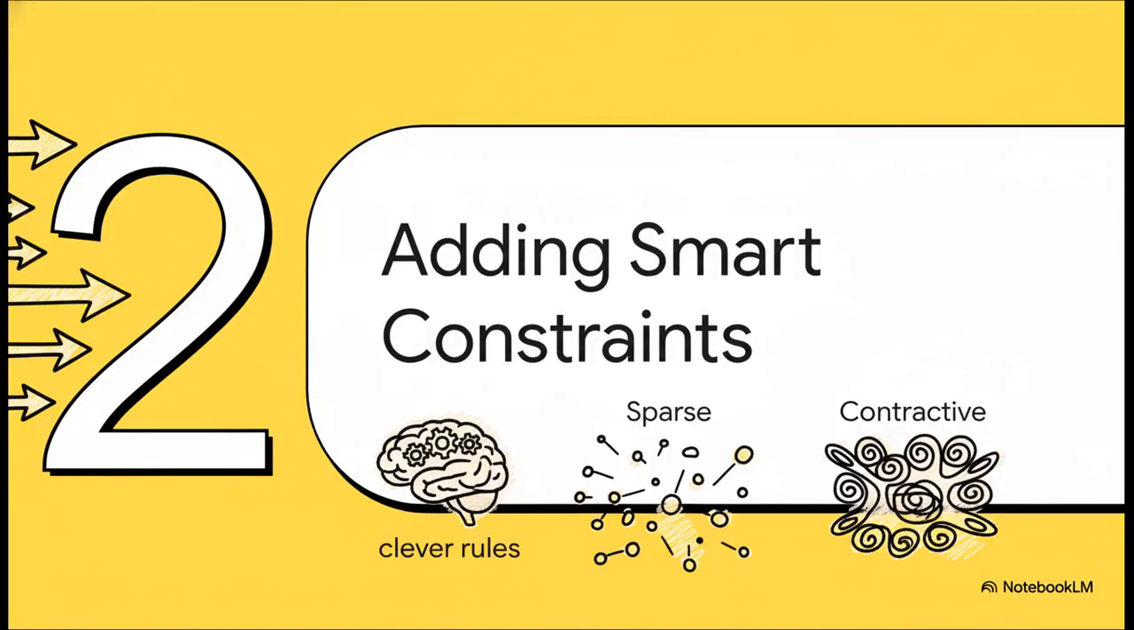So, we've seen how a physical bottleneck works. It's simple and effective. But what if we wanted to get a little more creative? What if we could use clever rules to guide the learning, instead of just relying on the architecture? Well, that's what we're diving into next.